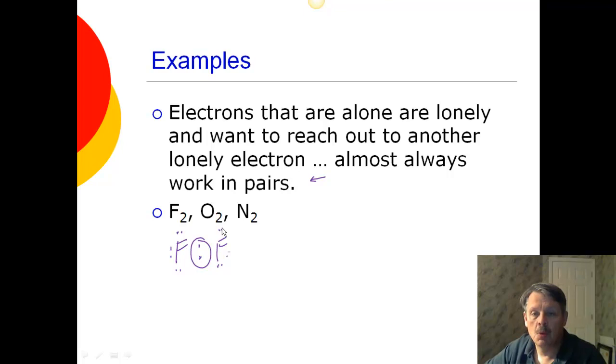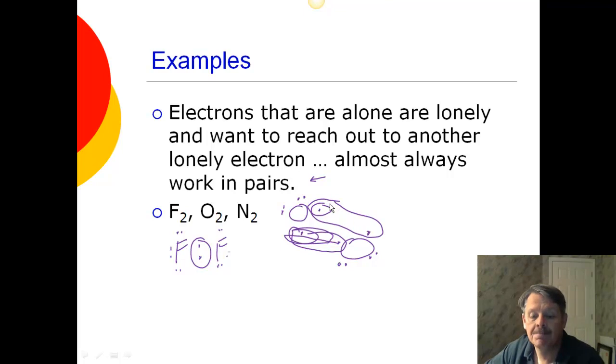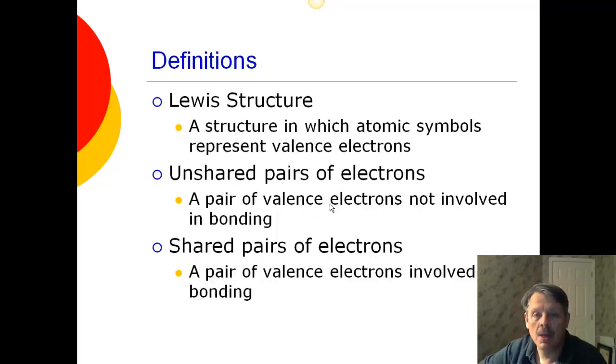So they work in pairs. So if you have oxygen, remember oxygen started out with 6 electrons around it. These guys are lonely, so they're going to go out and try and find someone. So they're going to find another oxygen, which is over here. And these electrons here are going to bond, and these electrons here, because they're lonely, are going to bond. Okay, just kind of bringing all that back in your head.